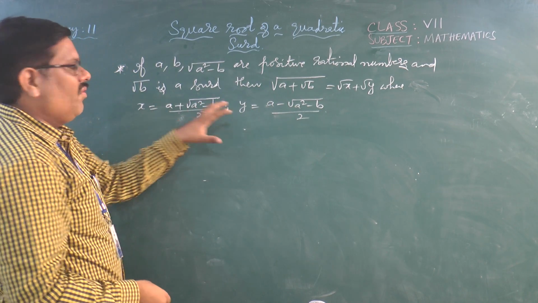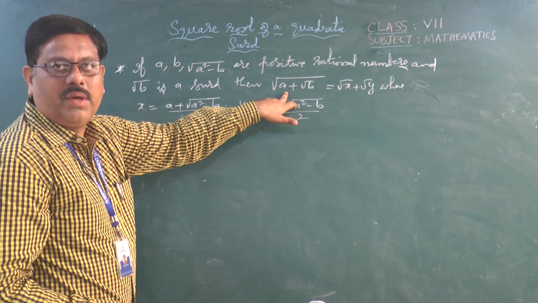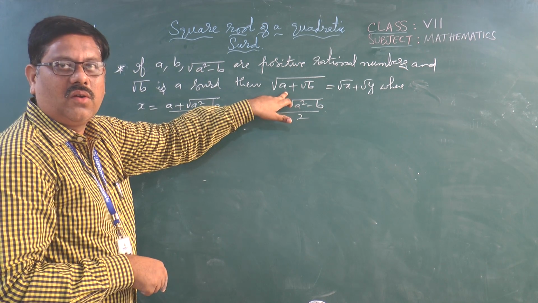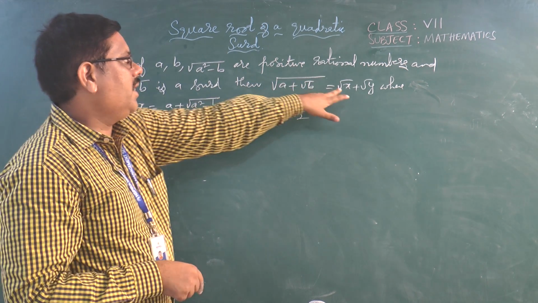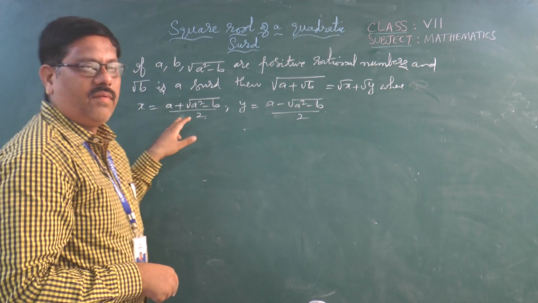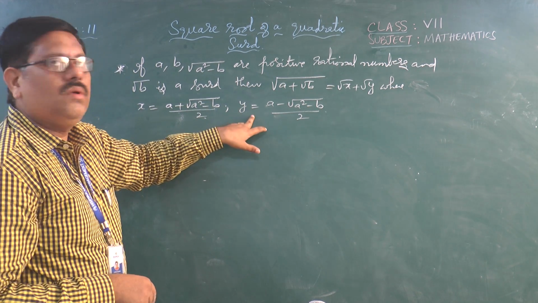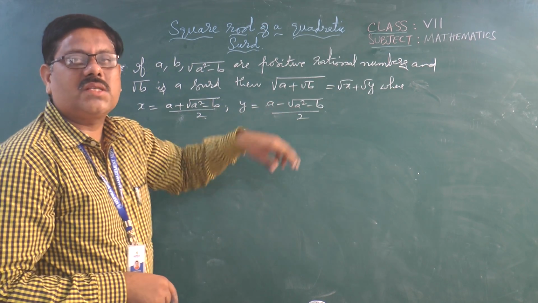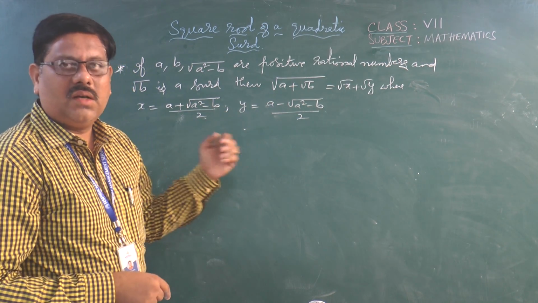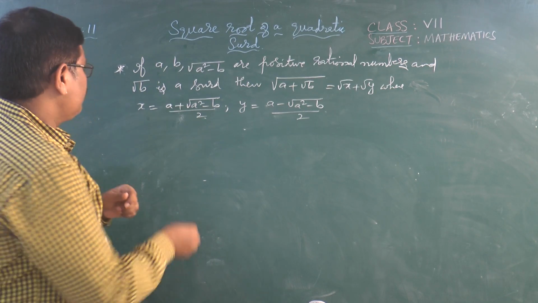Okay, now how did we get this? A plus root b is a binomial as well as a quadratic surd, we could call it. So the square root of that, if you take it as root x plus root y, the x and y values we can obtain as a plus root over a square minus b by 2 and a minus root over a square minus b by 2. Now how did we get that? We are going to see its proof briefly.